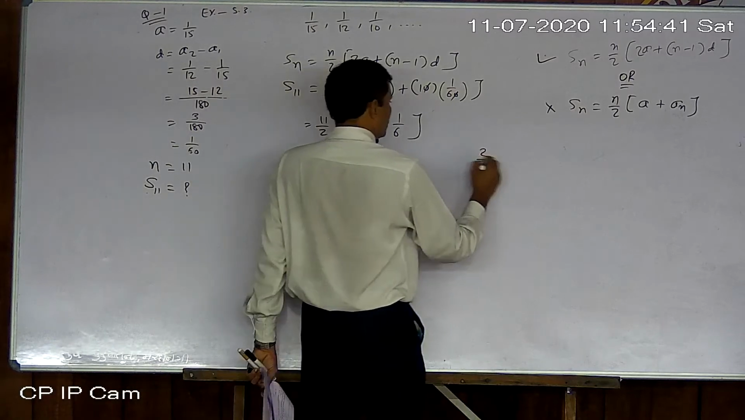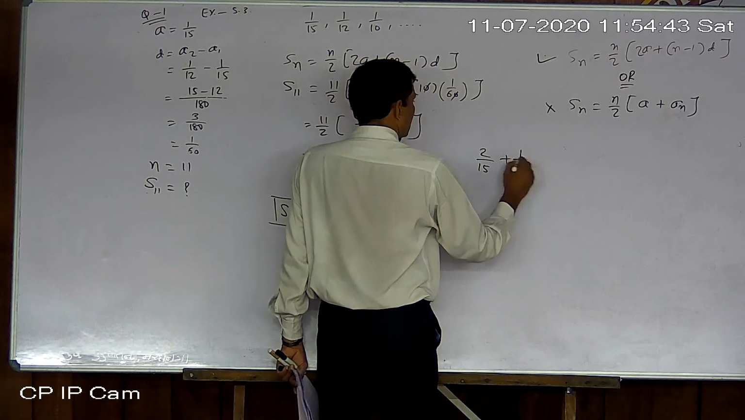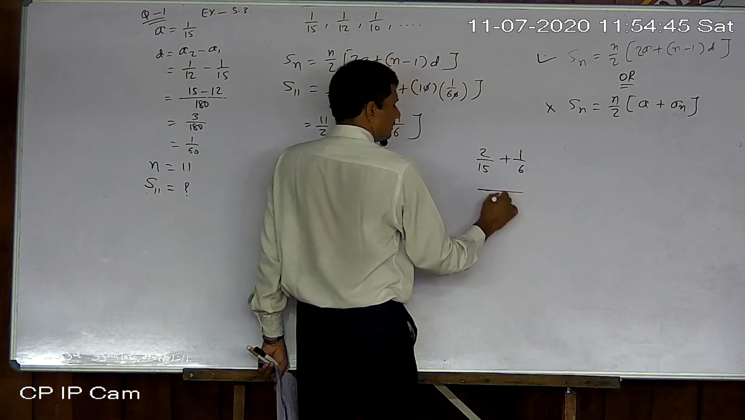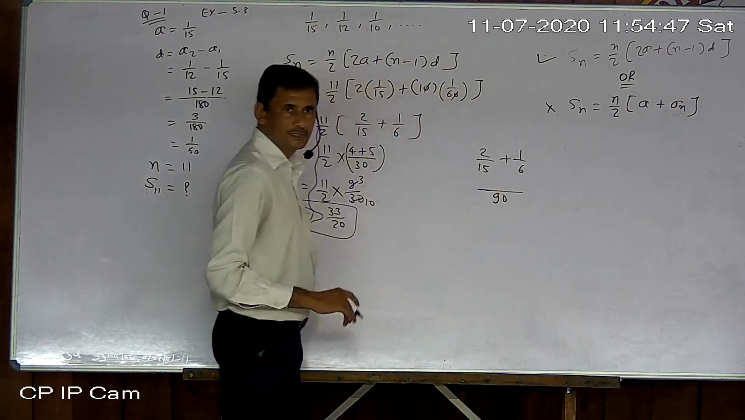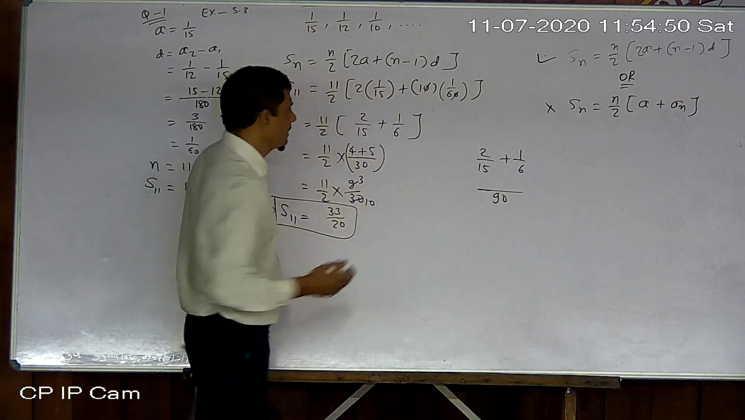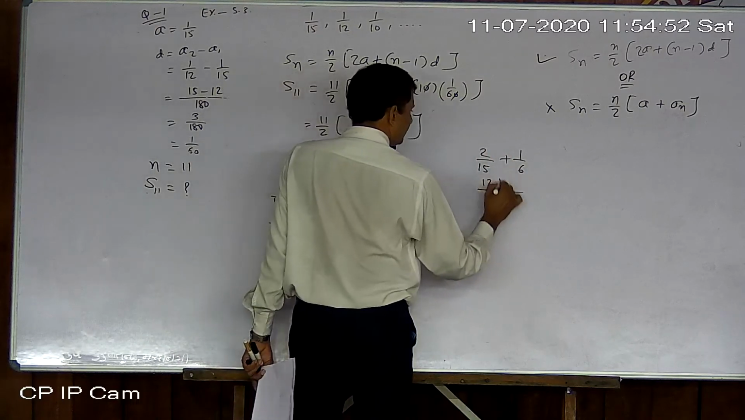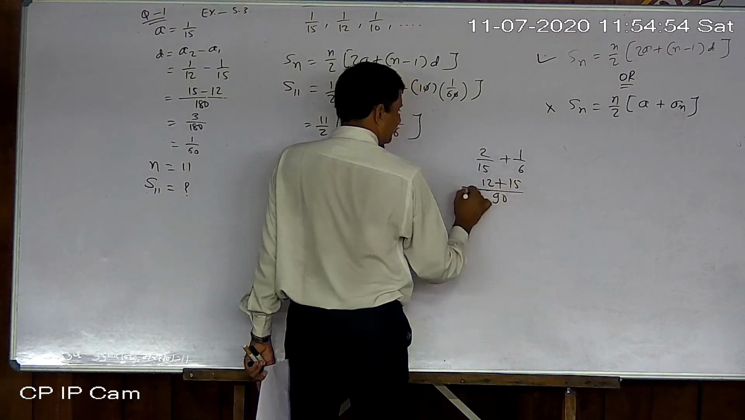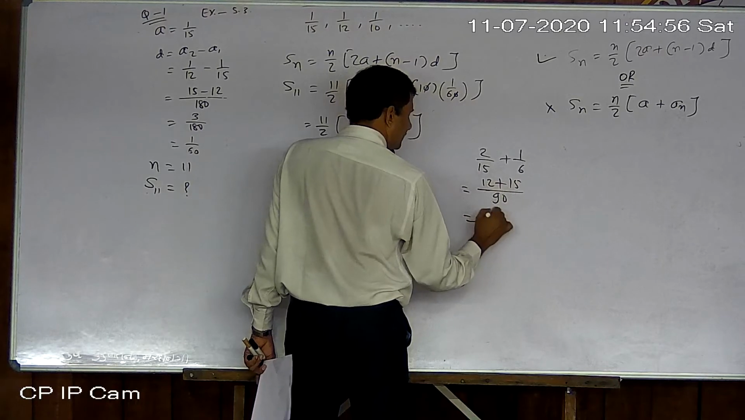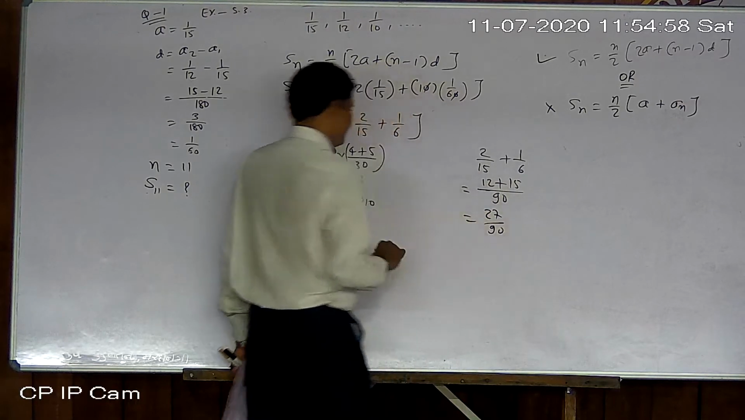Suppose you don't want to take the LCM, then just cross multiply. Just perform the cross multiplication. So 2 6s are 12, 15 1s are 15. So it will be 27 upon 90.